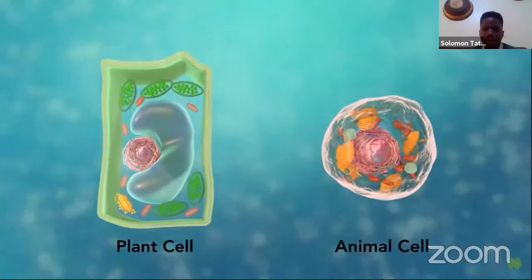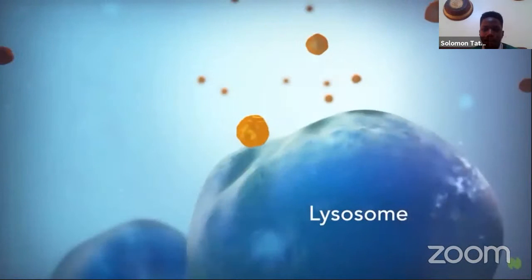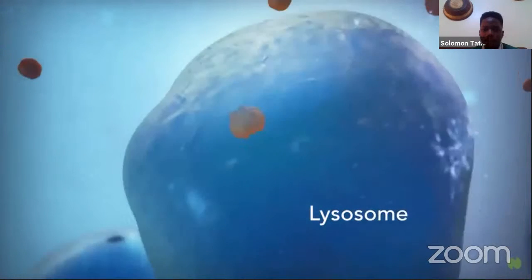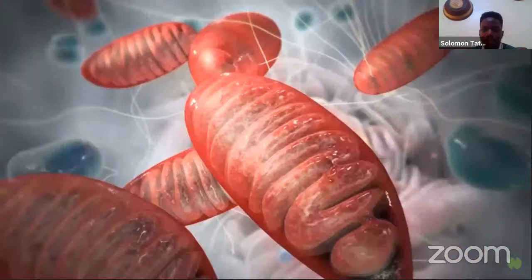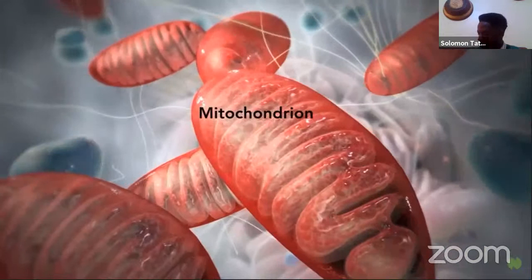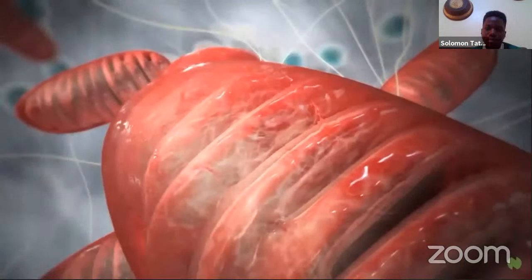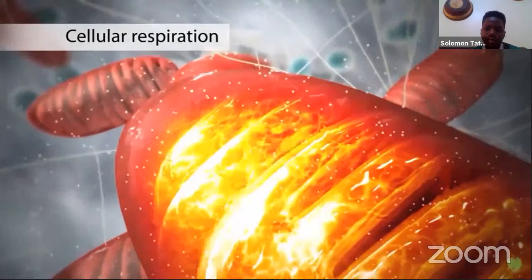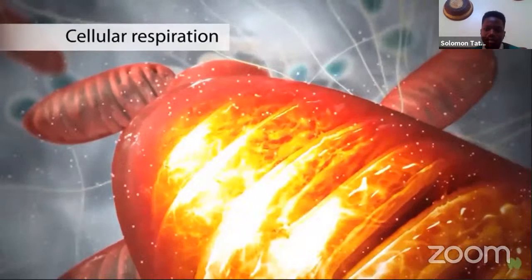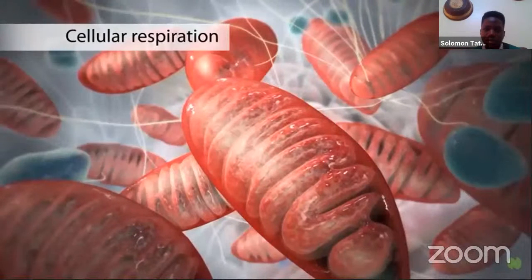Going back to the animal cell, you will see an organelle called a lysosome. Lysosomes are the garbage collectors that take in damaged or worn-out cell parts. They are filled with enzymes that break down this cellular debris. The mitochondrion is an organelle that is the powerhouse for both animal and plant cells. During a process called cellular respiration, the mitochondria make ATP molecules that provide the energy for all of the cell's activities. Cells that need more energy have more mitochondria.